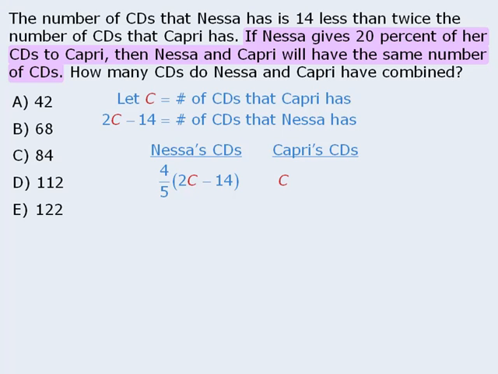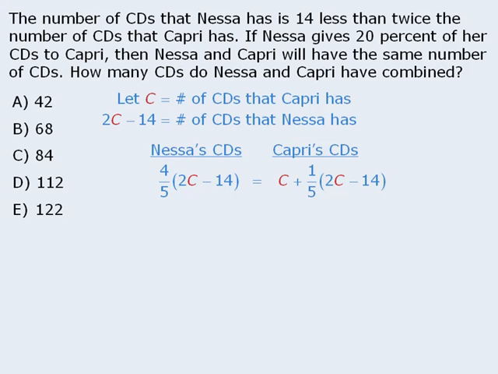Now, if Nessa gives 20%, or 1/5, of her CDs to Capri, then the number of CDs that Capri has will equal C, the number of CDs she currently has, plus 1/5 times the number of CDs that Nessa had earlier. Now, once this exchange has taken place, we are told that they have the same number of CDs, so we can add this equal sign. At this point, we have an equation we can solve for C.